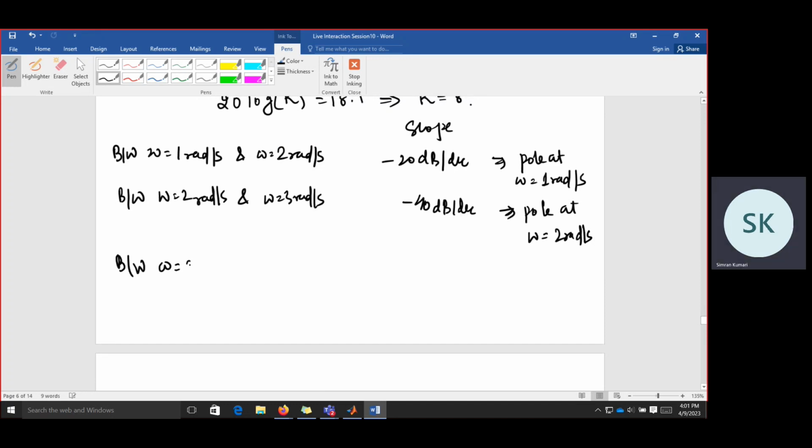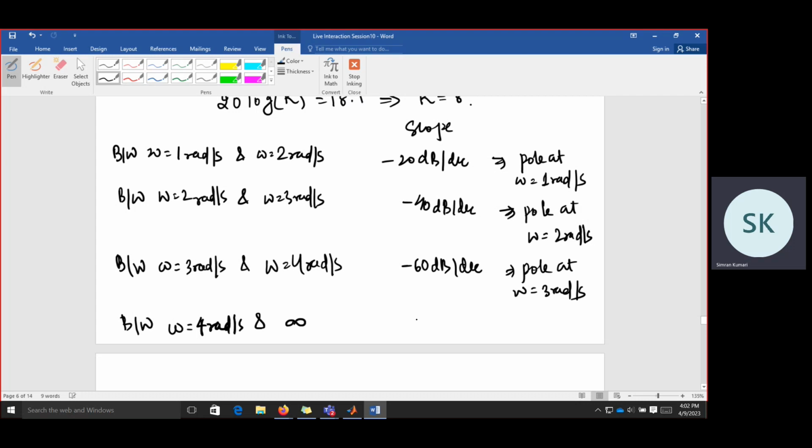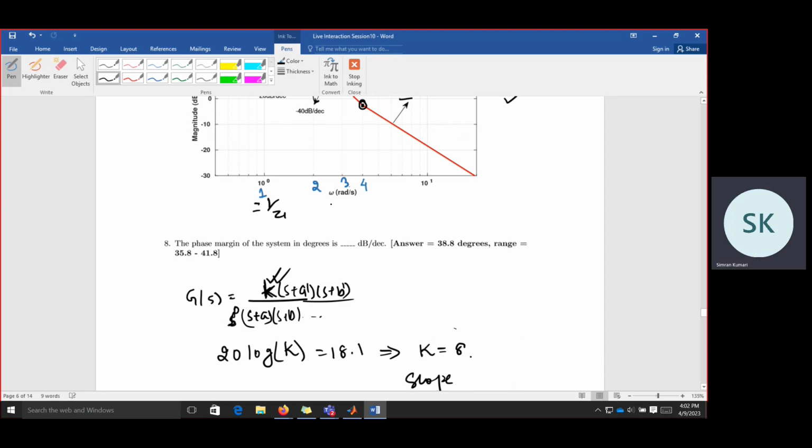Between omega equal to 3 radian per second and 4 radian per second, it's minus 60 dB per decade. And there is a pole at omega equal to 3 radian per second. And last, between 4 radian per second and infinity, it's minus 40 dB per decade. So there is a zero at omega equal to 4 radian per second. So we can write 1 by tau 1, 1 by tau 2, 1 by tau 3, 1 by tau 4.